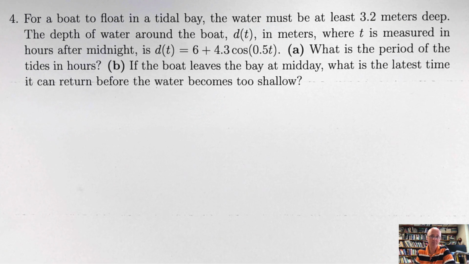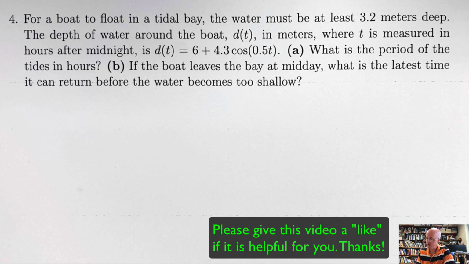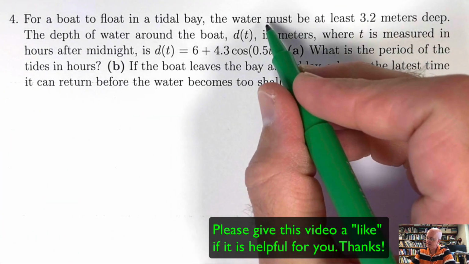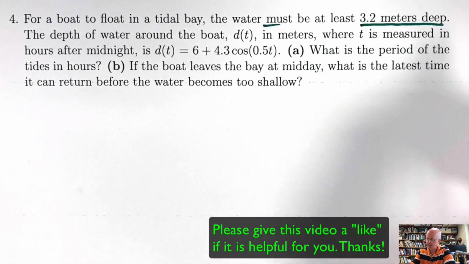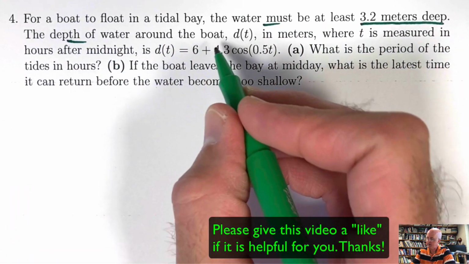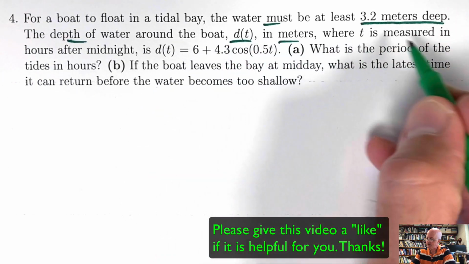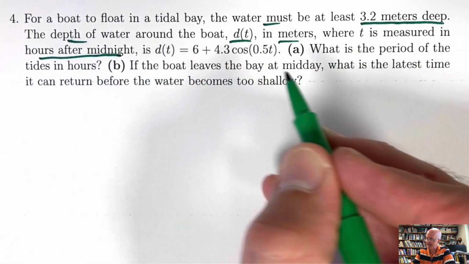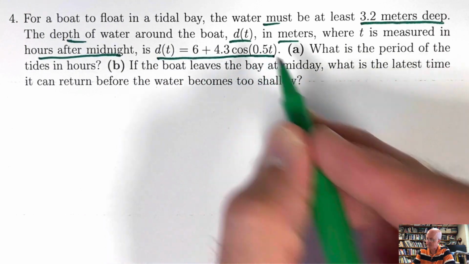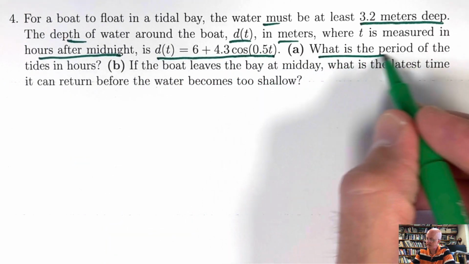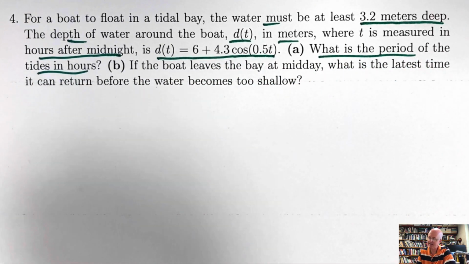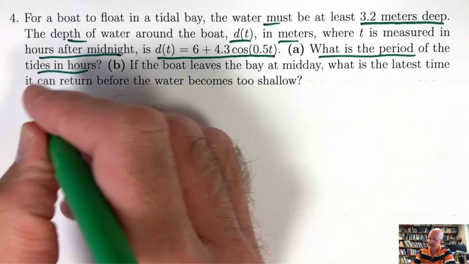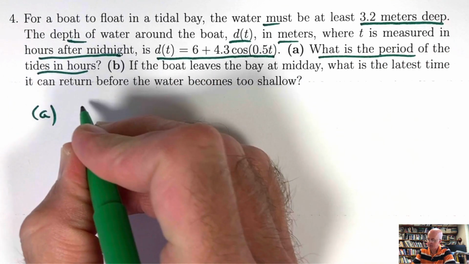Number 4 is an applied problem similar to number 2, but we'll do it quicker. For a boat to float in a tidal bay, the water must be at least 3.2 meters deep. The depth of the water, d of t, in meters, where t is measured in hours after midnight, is given by this formula. Part A, what is the period of the tides in hours? Little t is in hours, so the period would be in hours. That's an easy part here.